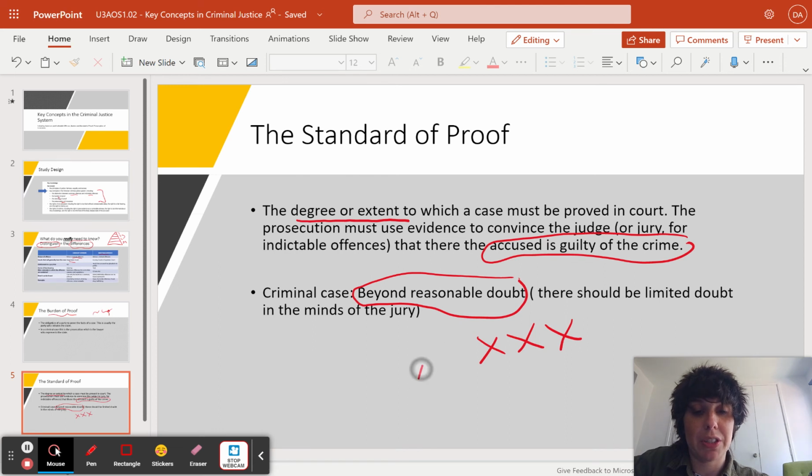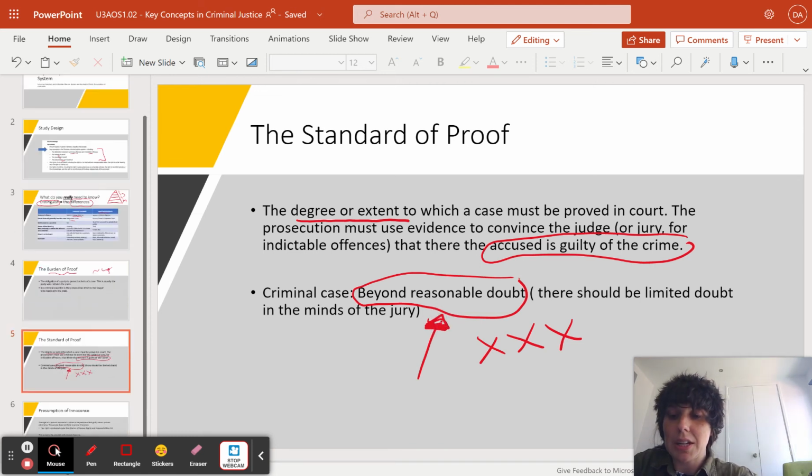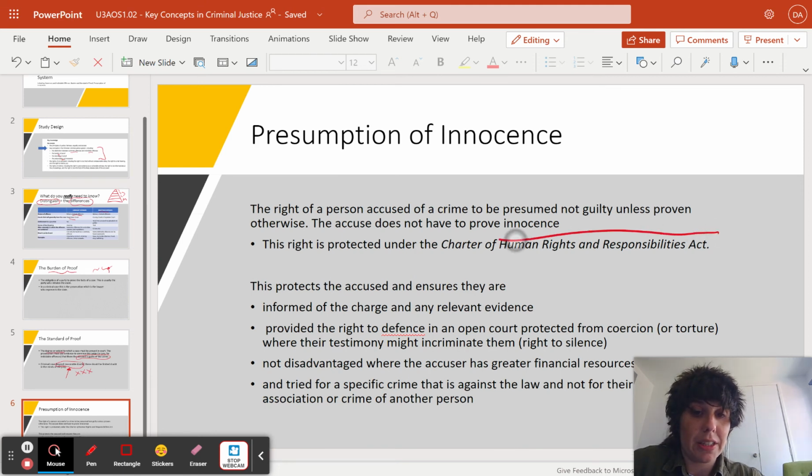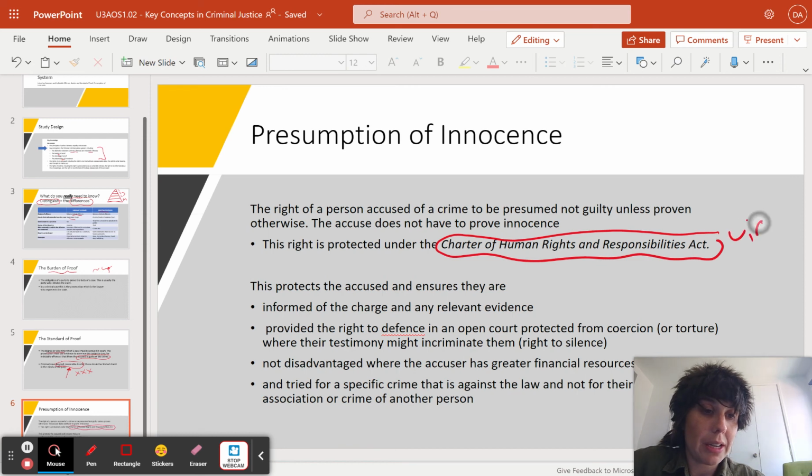You must really convince the jury, based on the facts of the case, based on the evidence of the case, that the accused has committed the crime. The last key concept is the presumption of innocence. Okay, this is a fairly straightforward one. It is currently enshrined in the Charter of Human Rights Act, Victoria, 2006.